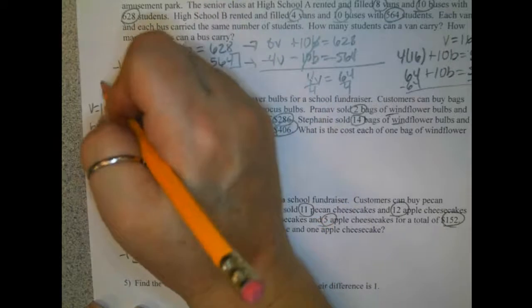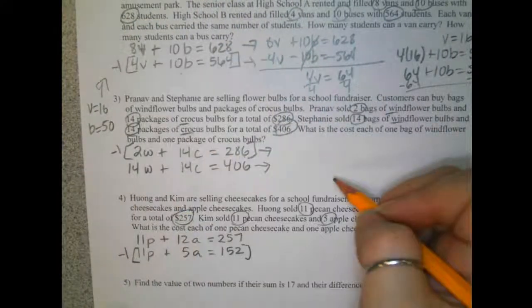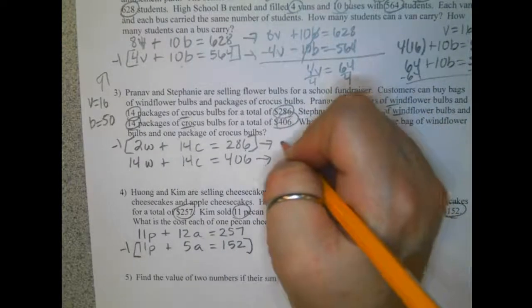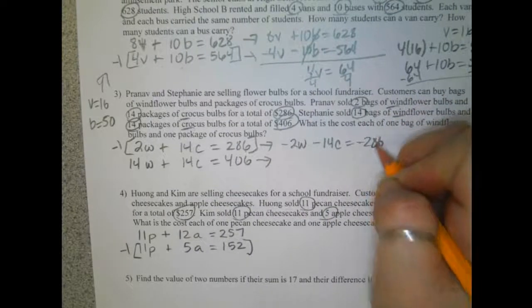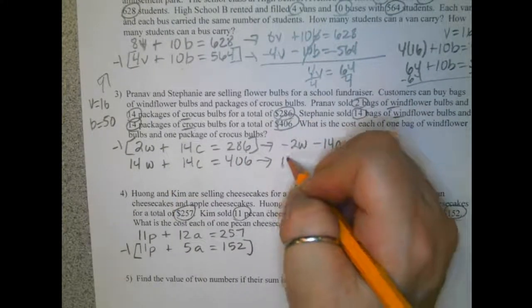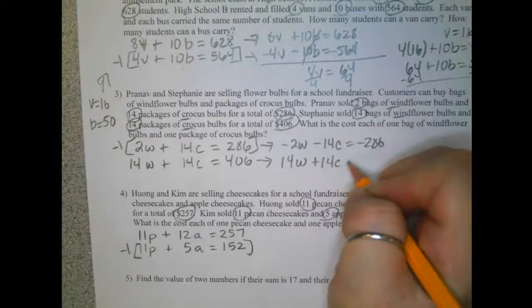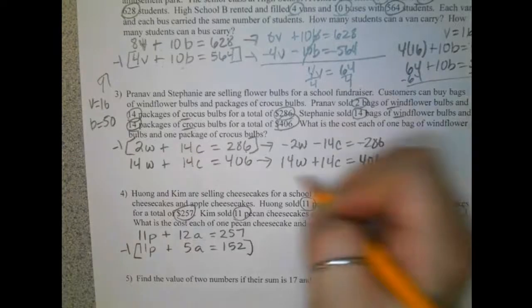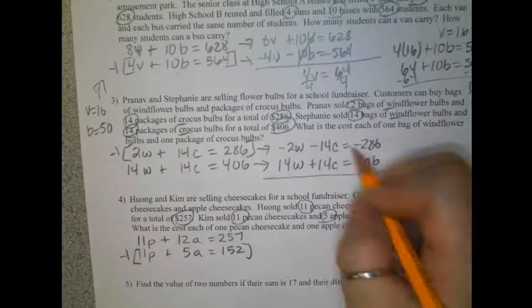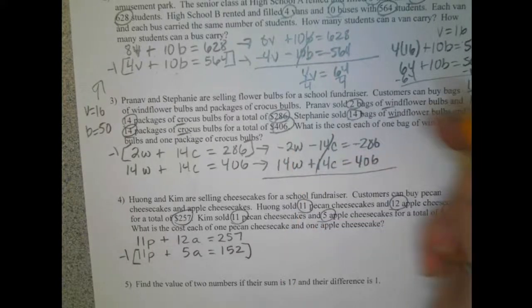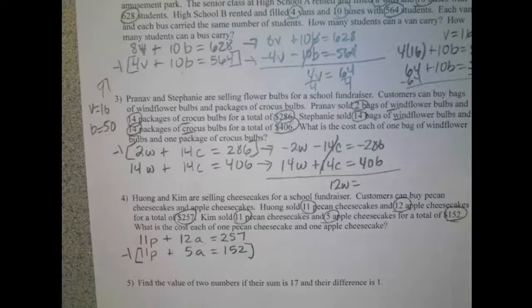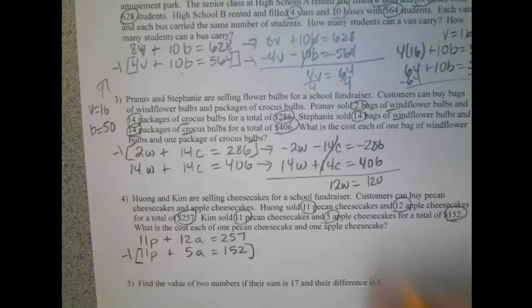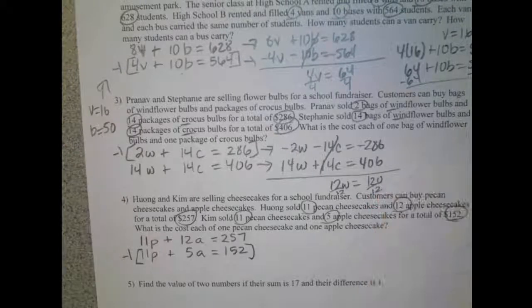That was number 2, I'm sorry. The answer for number 3, we're going to work out now. I have a minus 2w, a minus 14c, and a negative 283. I'm just going to bring down my second equation. I am not doing any multiplying, but that's going to give me my new equation. I'm eliminating my c's. 14 minus 2 gives me 12w. 406 minus 286 is going to give me 120. I'm going to divide by 12, divide by 12.